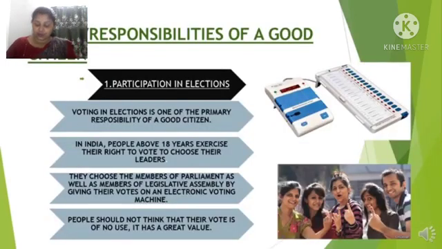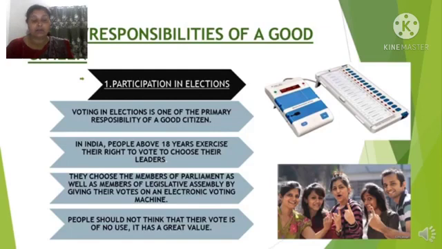Next we go to the next topic, that is duties and responsibilities of a good citizen. Okay, some responsibilities and duties are given over here. First is participation in elections. Students, voting in elections is one of the primary responsibilities of a good citizen. In India, people above 18 years of age can exercise their right to vote so as to choose their own leaders.